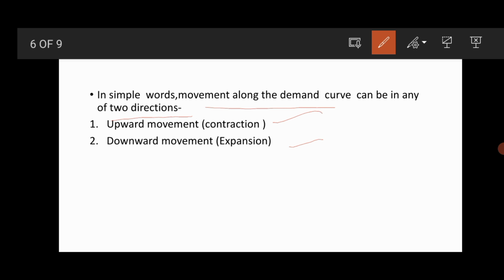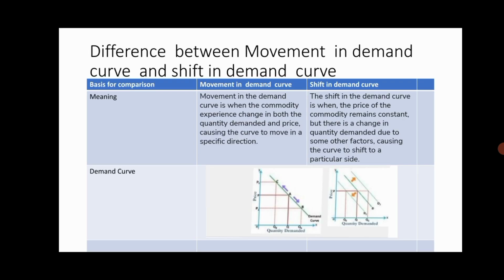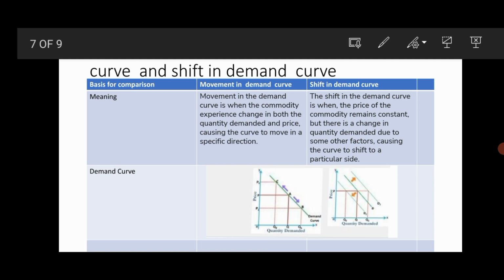Upward movement in the demand curve happens in case of contraction in demand, and downward movement happens in case of expansion. So we have seen that here there will be upward movement this side, so this is contraction. Downward movement here is expansion in the demand curve. So here is upward movement and this one is downward movement. Now we will see the differences which exist between movement in demand curve and shift in demand curve.